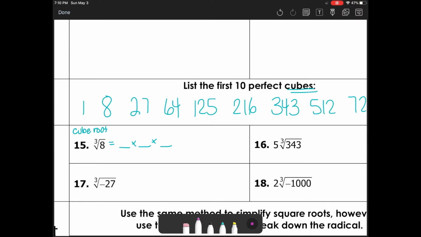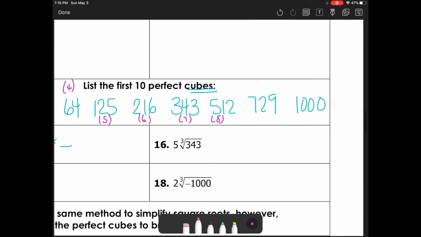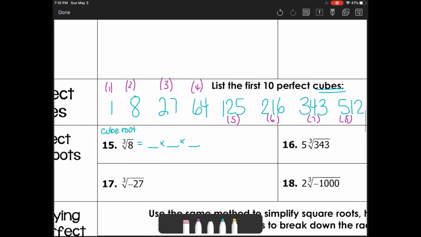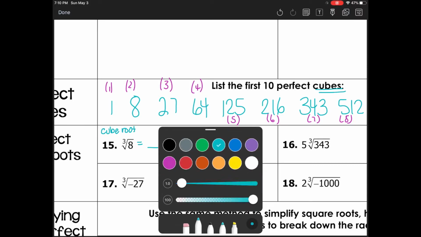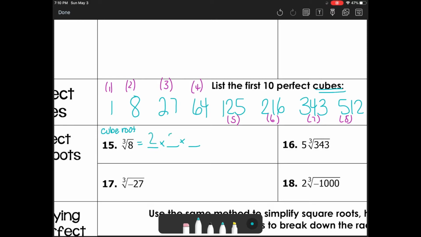All right, remember that this was 1 times 1 times 1. This was 2 times 2 times 2. This was 3 times 3 times 3. I'm going to write myself a little cheat sheet here because it will come in handy. Okay, so looking at this chart, what number times itself 3 times equals 8? Well, that is 2. So the cube root of 8 is 2.